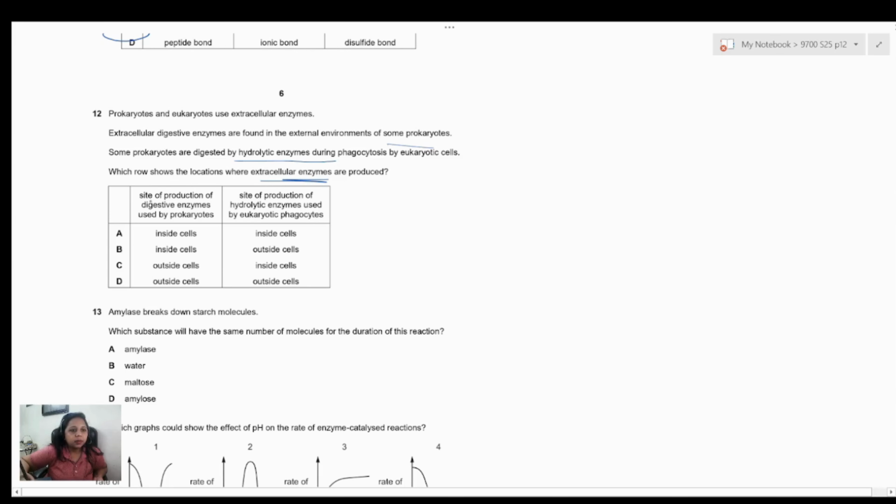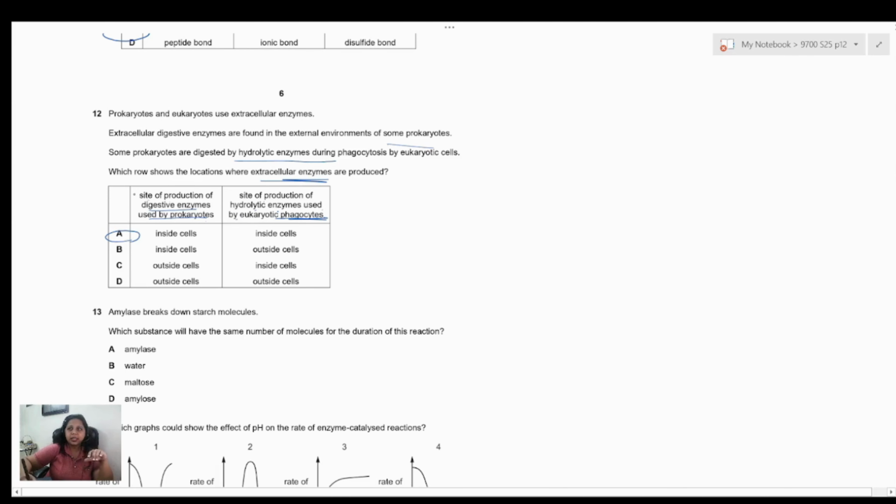So the site of production of digestive enzymes used by the prokaryotes, definitely they are used inside them. The site of production of hydrolytic enzymes used by the eukaryotic phagocytes, so both are inside cells. They are not outside. They just gave you the concept of extracellular to confuse you. Otherwise, if you look at the statements given in the answer, the question is purely inside cells.